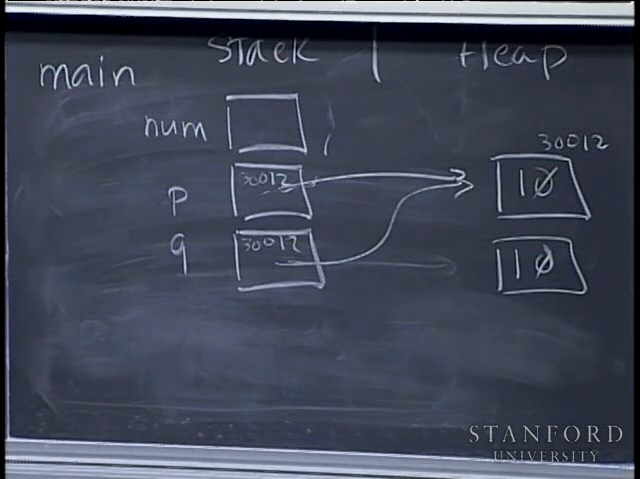And so changing star p or changing star q, both of them are actually sharing, or aliasing. There's only one integer that now we have two different ways of getting to via these two different pointers.